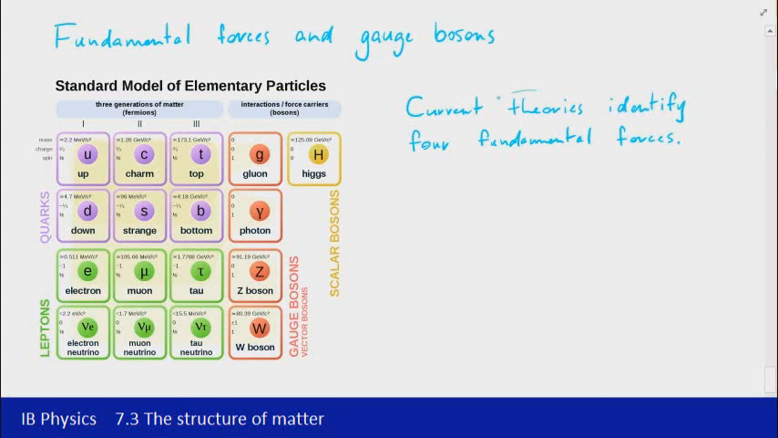Note that the word here, theories, doesn't mean a guess. Quite often in everyday usage, a theory is sort of a hunch or a guess. In a scientific context, a theory is something that's been tested, evidence has been found to support it through repeated experimentation, and so it's not that we're guessing here, it's that we've got lots of evidence to identify that these forces exist.